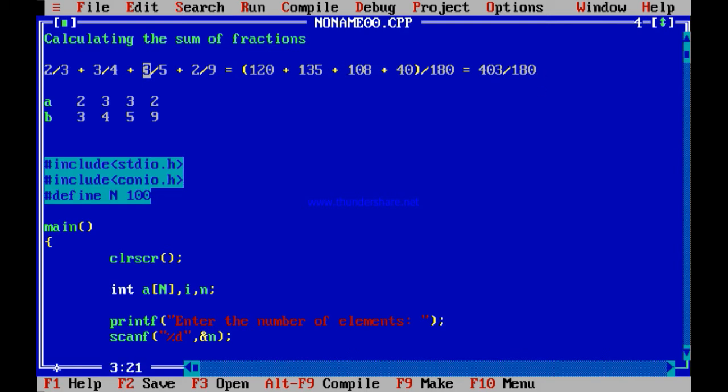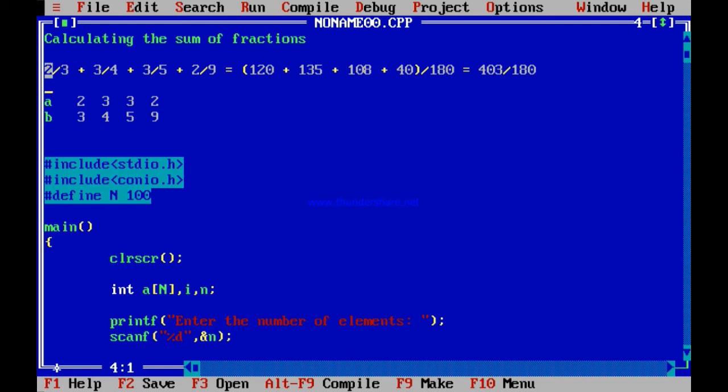So firstly I will need to calculate the LCM of the denominators. That means the LCM of the numbers in the array B. Once I get the LCM of the elements of B, I will divide this LCM by each individual element of B, that is Bi. I will divide the LCM by Bi and multiply it by Ai.